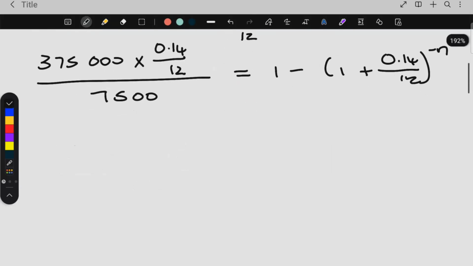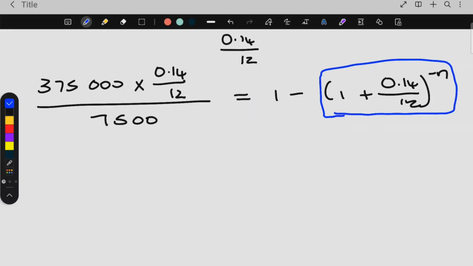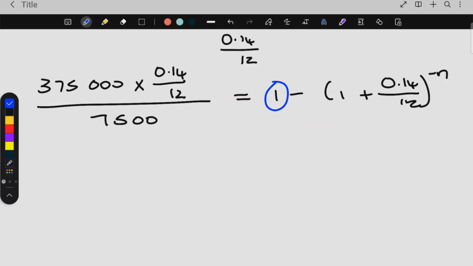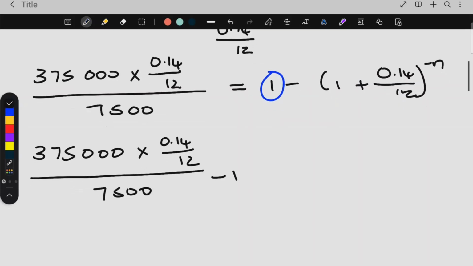So now I want to solve for this n over here. So that means I need this by itself. So I'm going to take this 1 over. So I take this whole thing and I say minus 1. And then on this side, I still have a negative, this over 12 to the negative n.